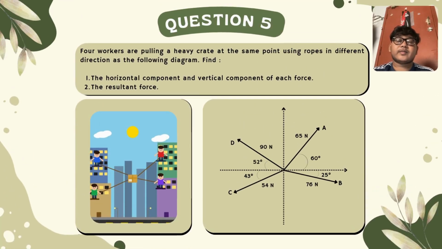Let's continue to the resultant from the sum of components section in this topic. For the fifth question, 4 workers are pulling a heavy crate at the same point using ropes in different directions as in the following diagram. The question is to find the horizontal components and vertical components of each force and find the resultant force.